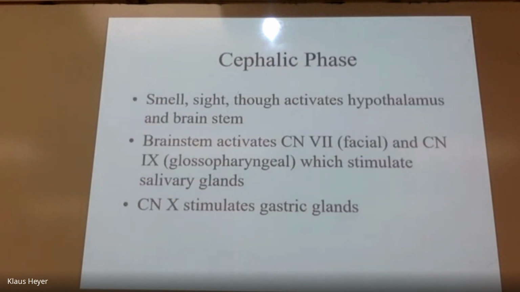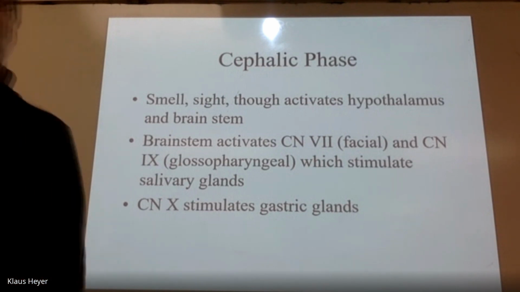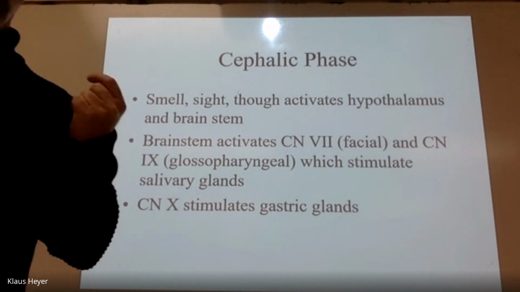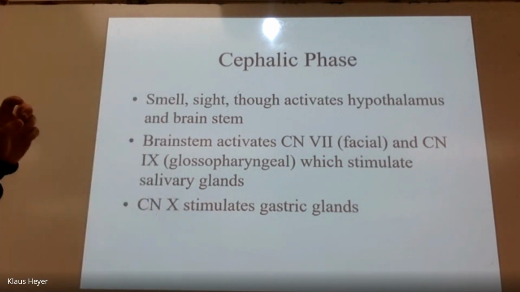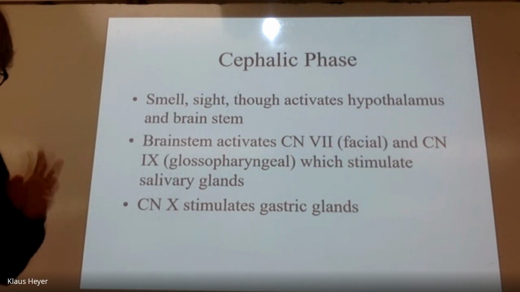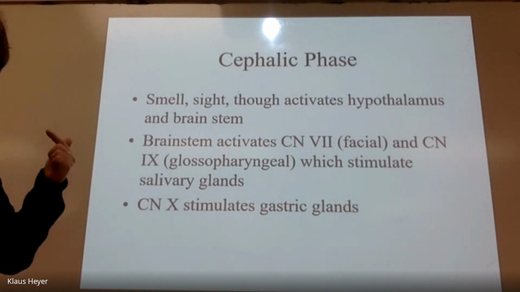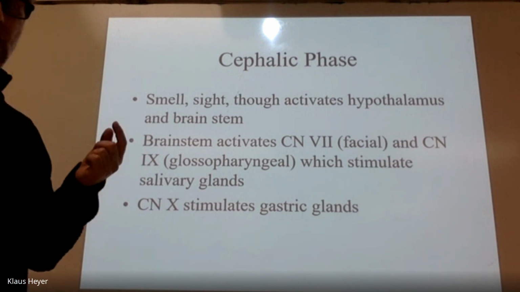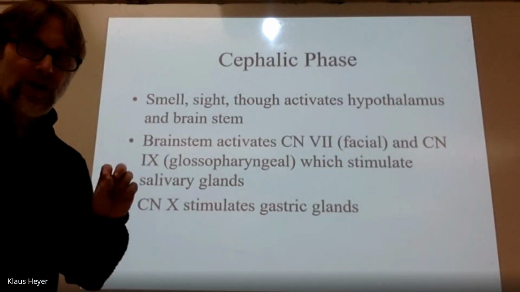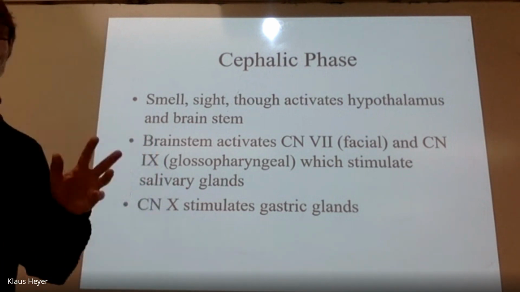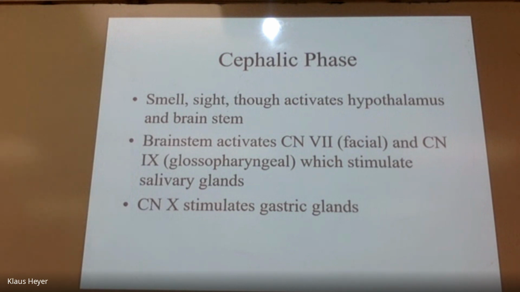So that's the first phase. The receptors are going to get just the thought or just the sight. There's no receptors. The thought or the sight of food gets the hypothalamus. That's where hunger and thirst, that's the center for that, right? So it's going to activate it. And then your brainstem is going to activate your cranial nerve 7 and cranial nerve 9.